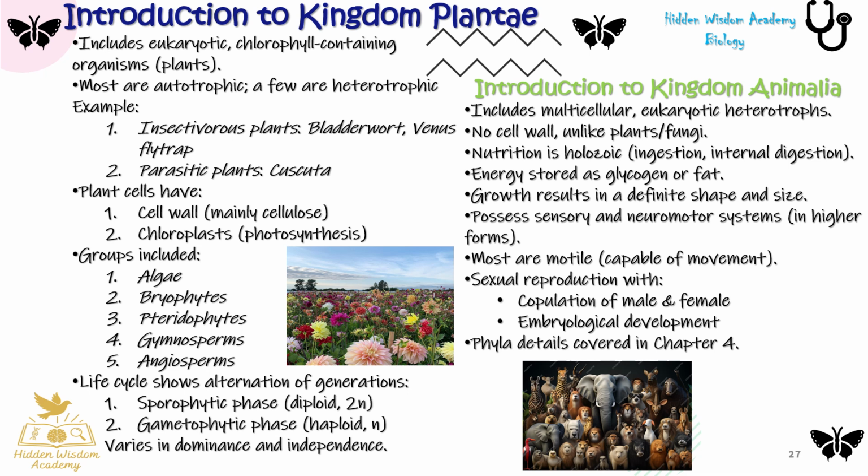Life cycle shows alternation of generations. 1. Sporophytic phase, diploid, 2n. 2. Gametophytic phase, haploid, n. Varies in dominance and independence.